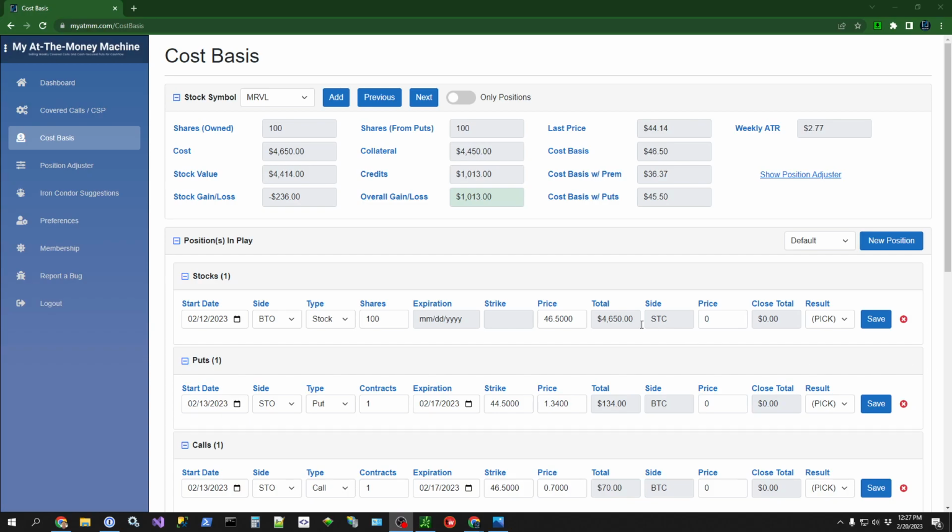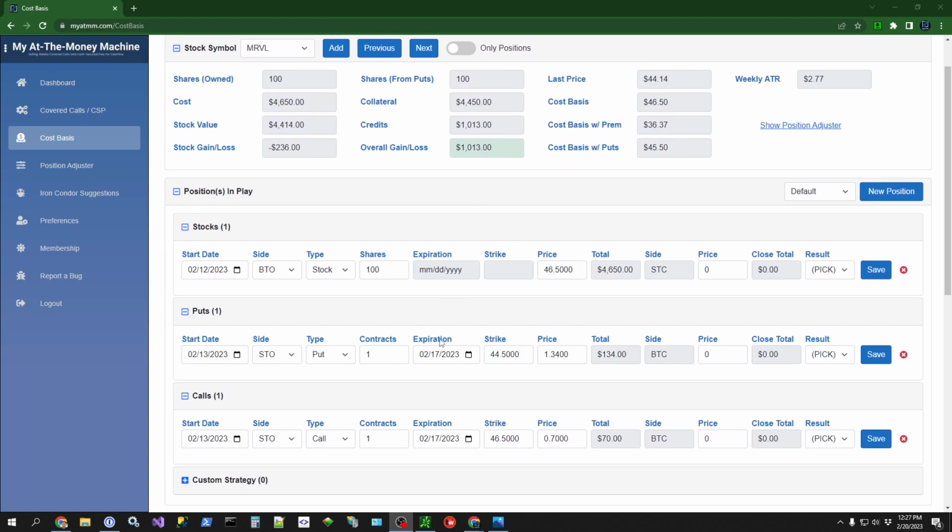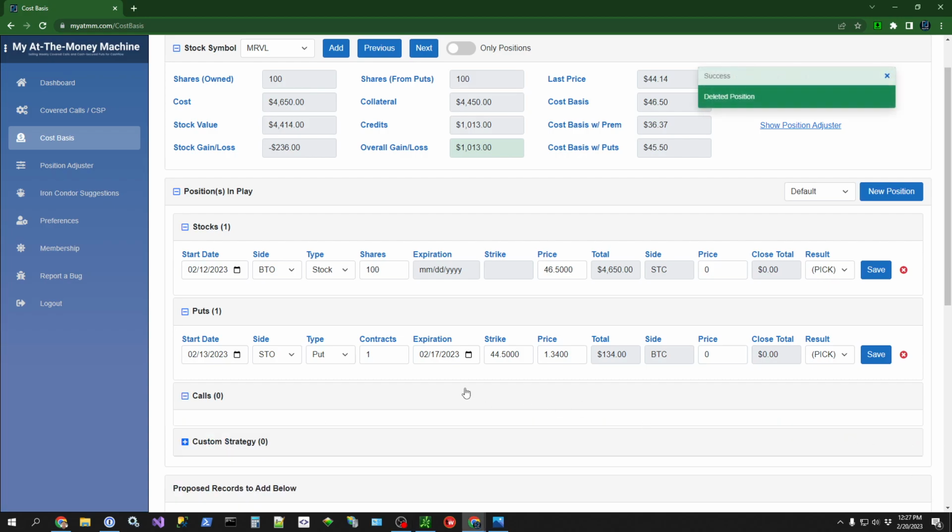Here we are at the website, myatwm.com, and as you can see, we had the cash secured put position and the covered call position. The covered call expired worthless, so we can go ahead and get that off the board and just delete that. And the cash secured put, you can see the strike price was $44.50. The last trading price for this stock was $44.14, so it got assigned. So let's go ahead and do that.